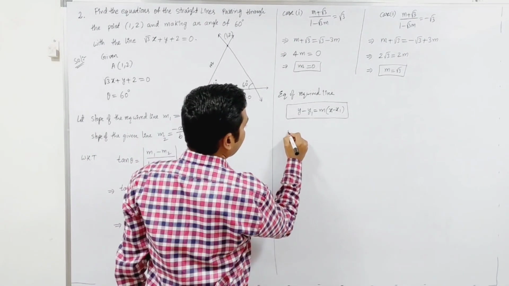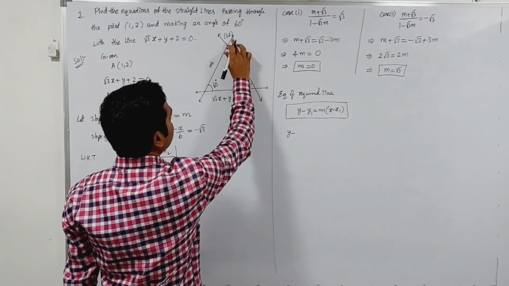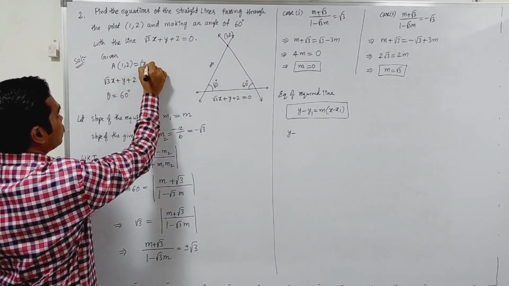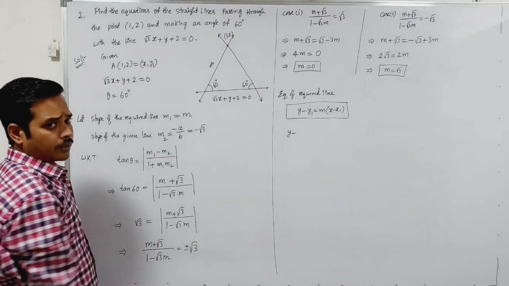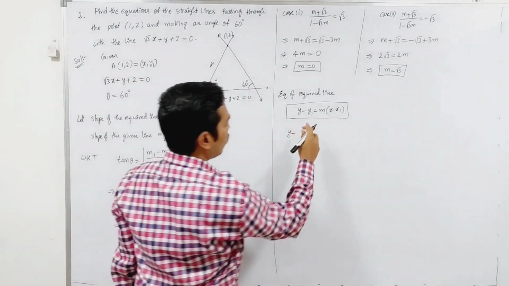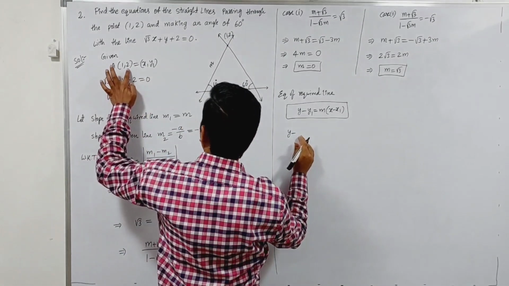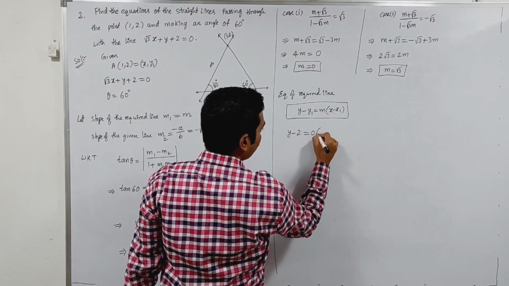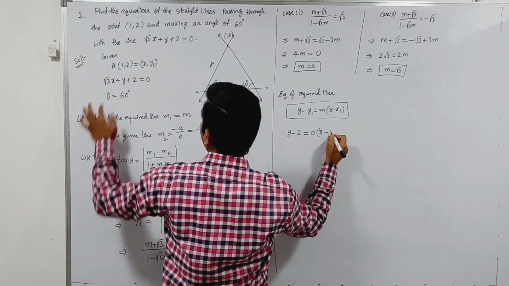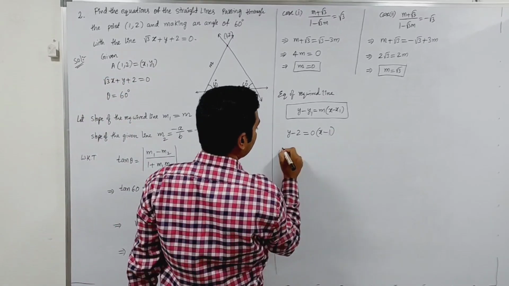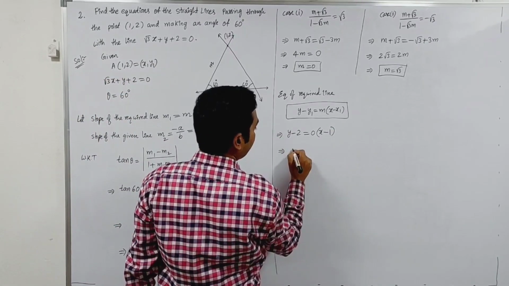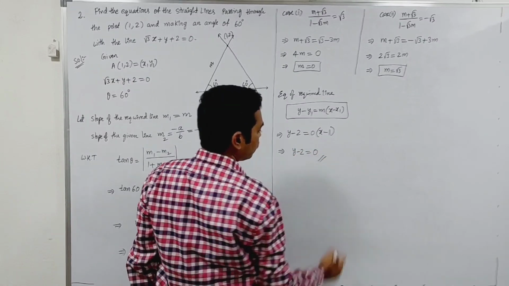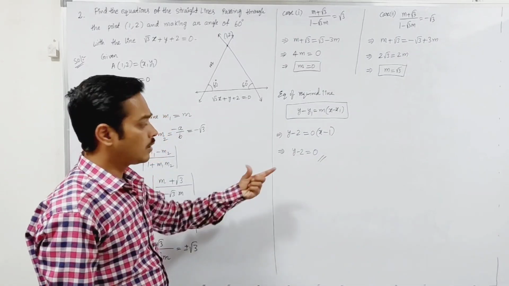What is y1 here? Assume (x1, y1) is the required point, the given point. Now apply the formula: y minus y1, where y1 is 2, is equal to m, which is 0 here, of (x minus x1), where x1 value is 1. So y minus 2 is equal to 0 into (x minus 1), which is 0 only. So y minus 2 is equal to 0. This is the first required line.